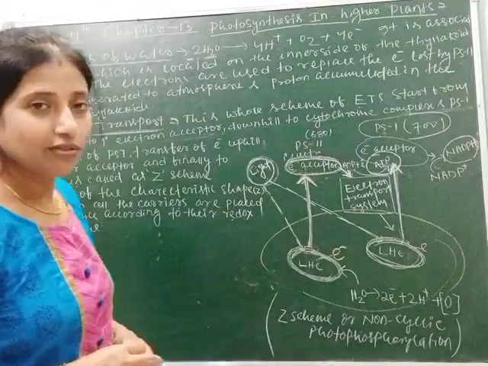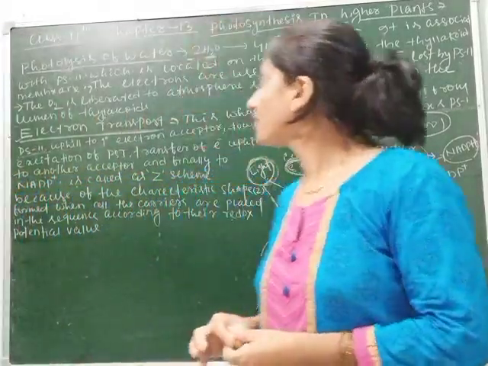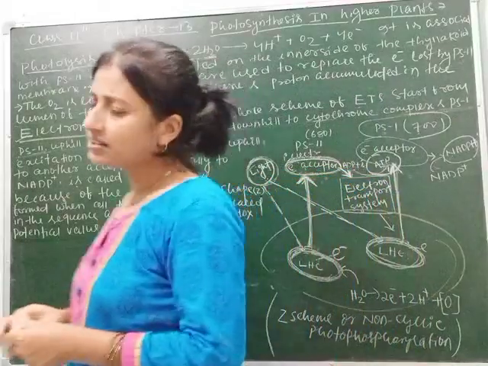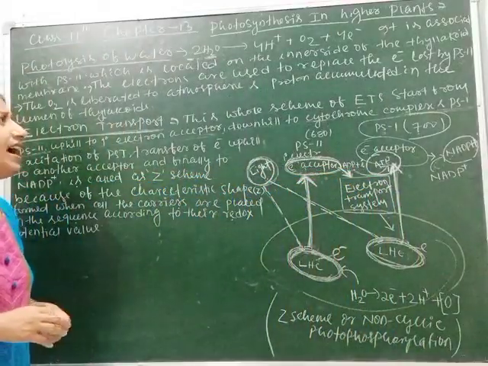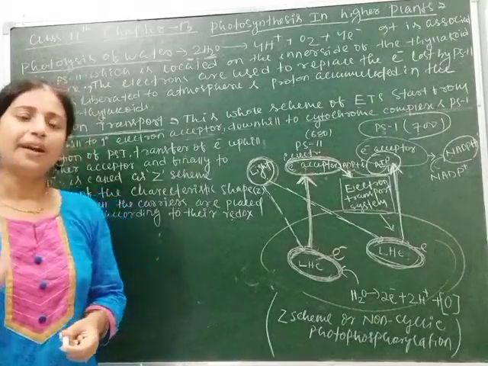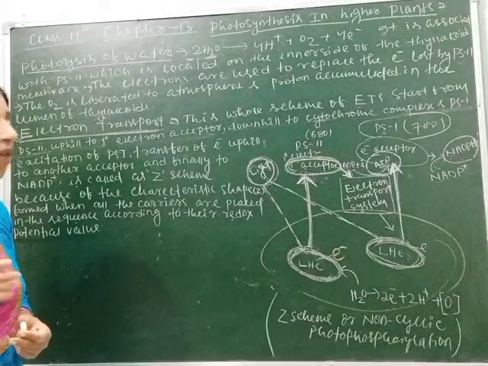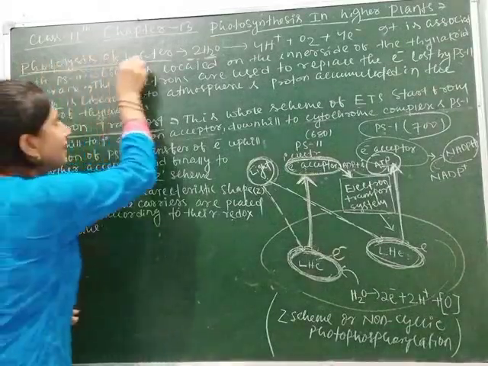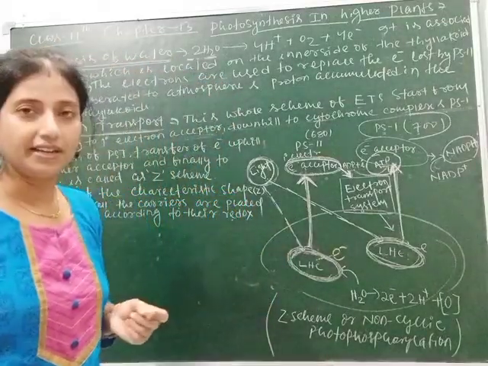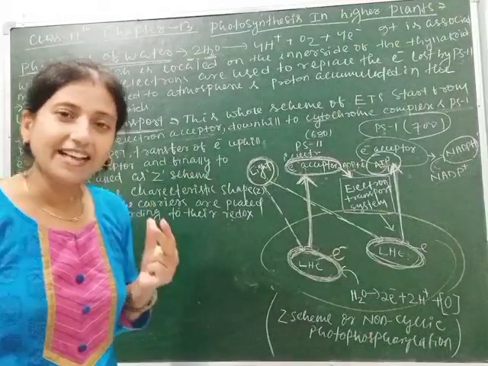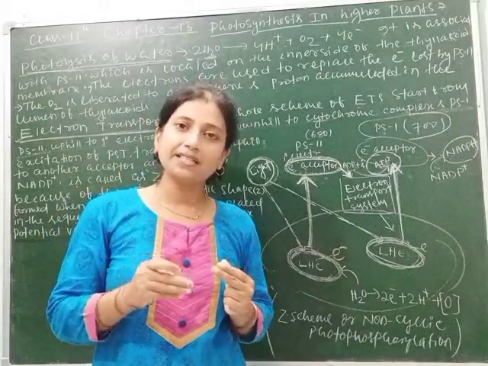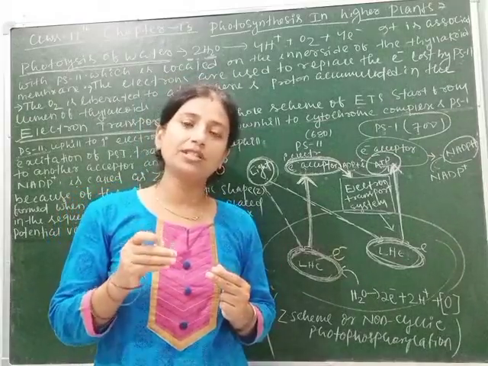So students, now let's proceed to chapter 13 of class 11, that is photosynthesis in higher plants. As you know, in my last class I told you about photosystem 1, photosystem 2 and breakdown of water. So today we will start the topic from photolysis of water. Clear? So our topic is photolysis of water. Photo means light and lysis means splitting, so when water breaks in the presence of light, that is called photolysis of water.